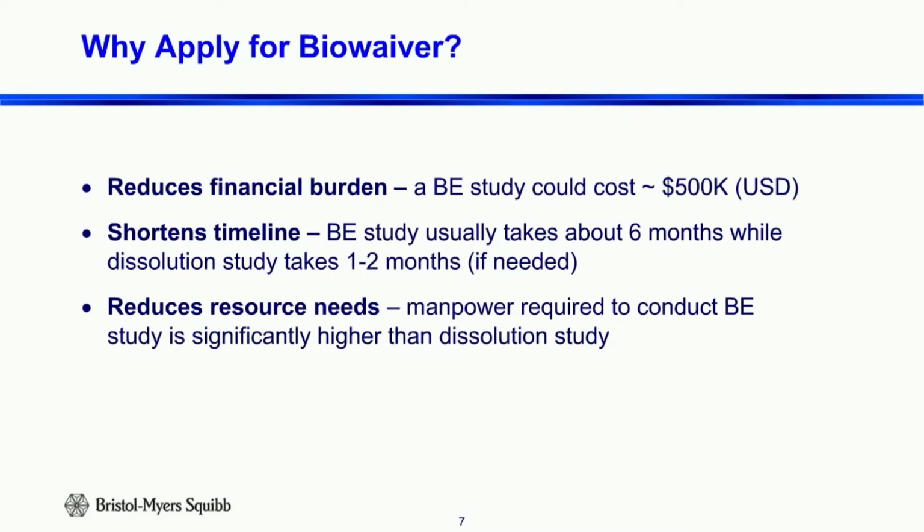So why biowaiver, right? It's obviously for many reasons. One of them is the financial burden. The BE study is costly because it's a human study, and it also takes time and significant resources, from designing the BE study, recruiting volunteers or patients, executing the study, performing the blood test, and then doing the statistical analysis. If this requirement can be waived, usually by comparative dissolution, which we'll go into in detail, the study would only take a couple of months in the laboratory, so it saves money, resources, and time.